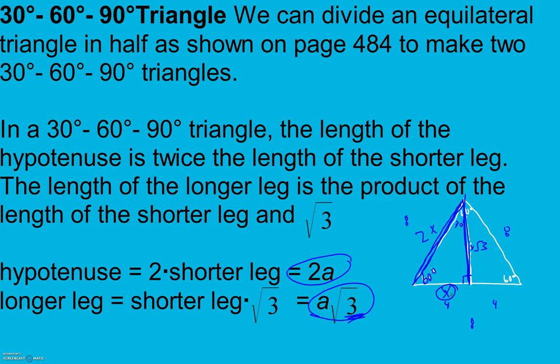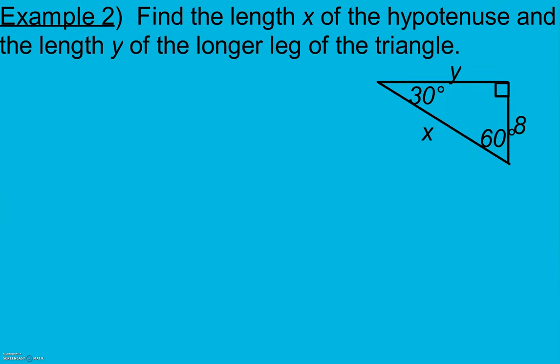They're all divisible by 3, and I have 3 different angles. So I take the square root of 3. In example 2 here, I'm going to find the length of x and the length of y. So if I look here, remember this comes from an equilateral triangle.